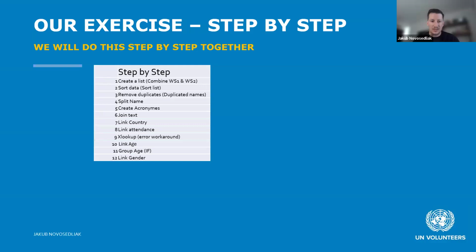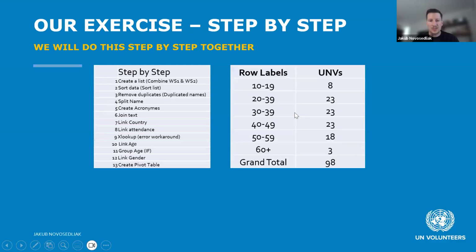Then again, we will practice XLOOKUP, and we will bring the gender information about the participant. And at the end, we will create a pivot table, so some summary. As in this example, and as I mentioned, here we can see a summary of how many participants we had from each age group.